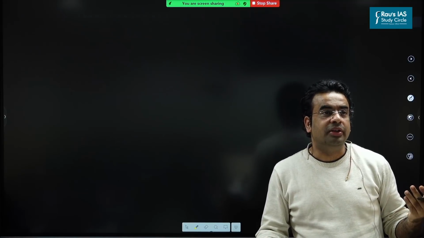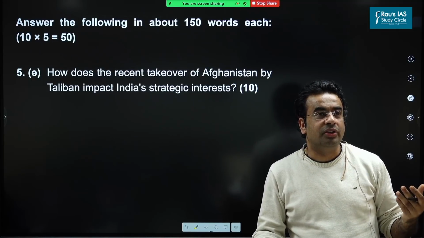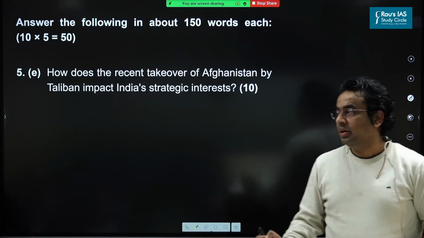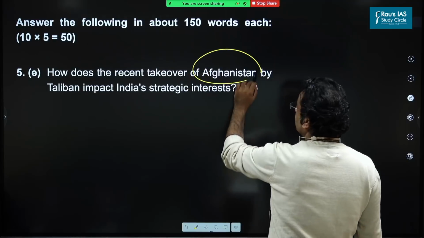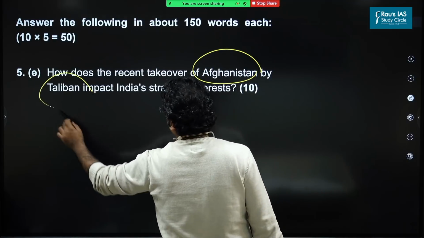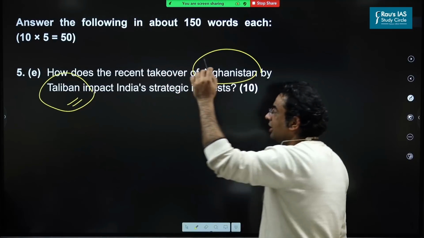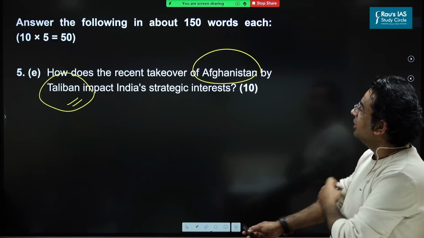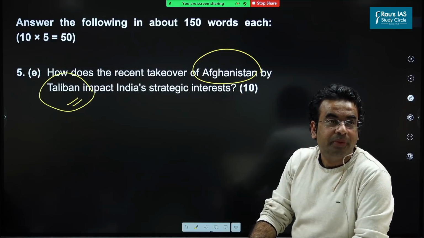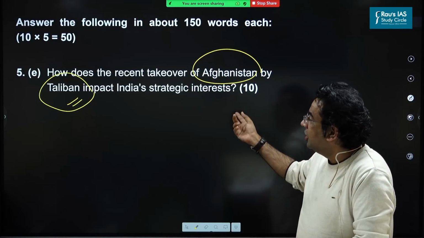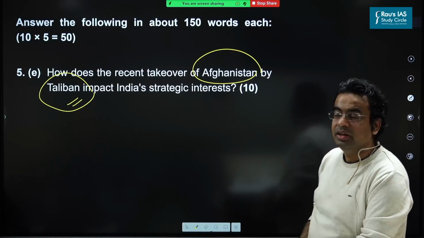How does the recent takeover of Afghanistan by Taliban impact India's strategic interest? So this was one question; it was very much expected that UPSC was going to ask something regarding this. It is a 150 word answer, not an essay. So the recent takeover impacts India's strategic interest.